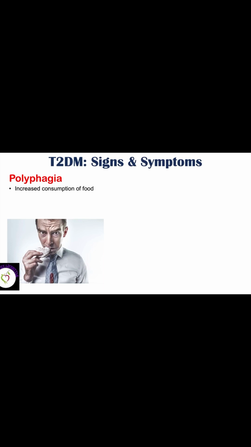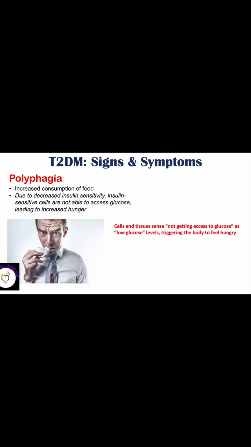Now, another symptom that can occur in type 2 diabetes is polyphagia. So polyphagia is increased consumption of food. So this is due to decreased insulin sensitivity. So when there's decreased insulin sensitivity or insulin resistance, insulin-sensitive cells are not able to access or get that glucose. They're not able to use that glucose for energy production. So it makes those cells and parts of the body feel more hungry. So it leads to increased hunger. So we can see polyphagia also occurring in type 2 diabetes. And an easy way to remember those three symptoms is the 3 Ps: polyuria, polydipsia, and polyphagia.